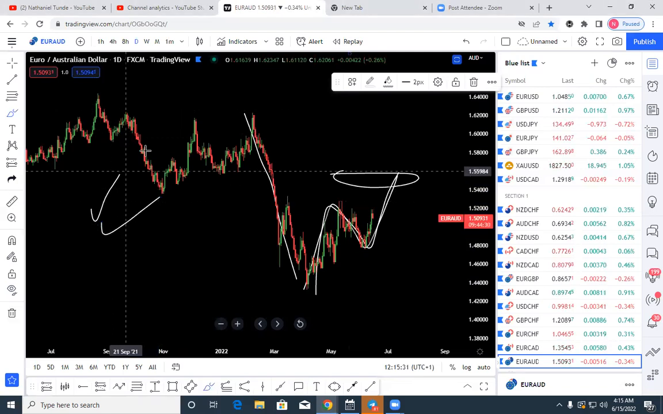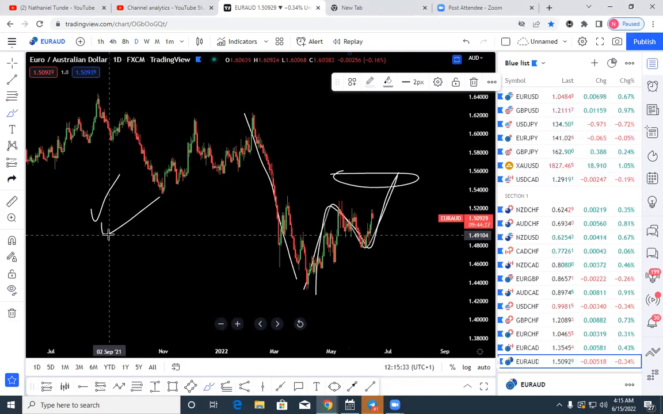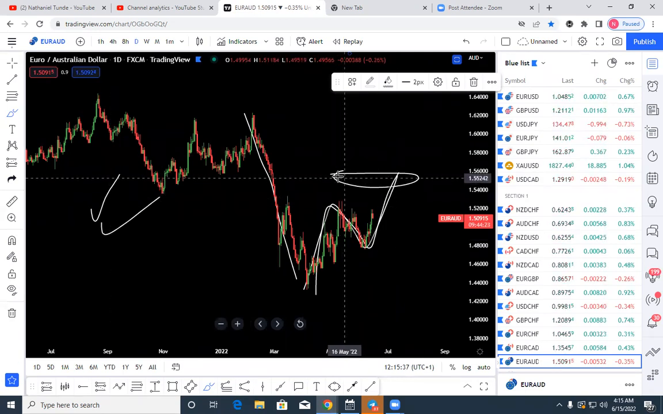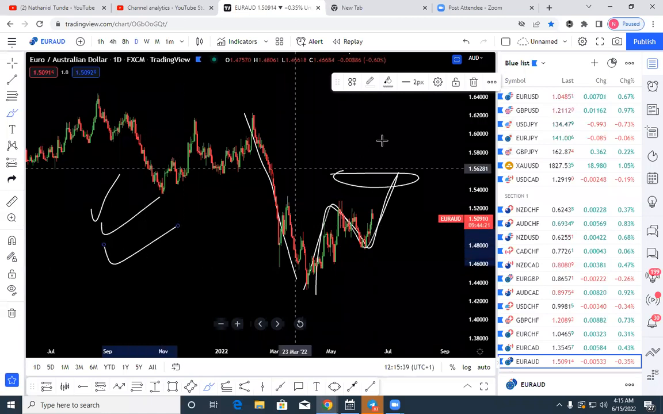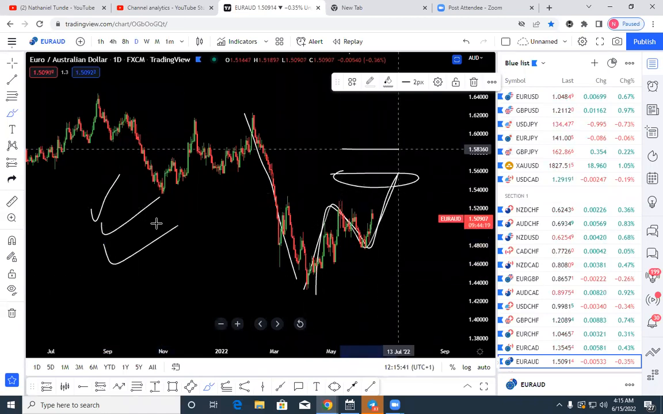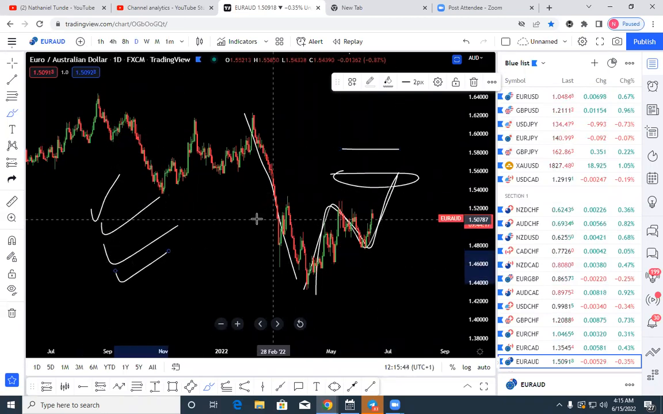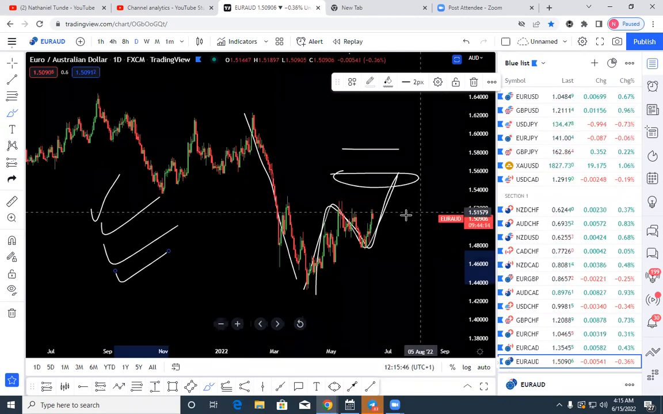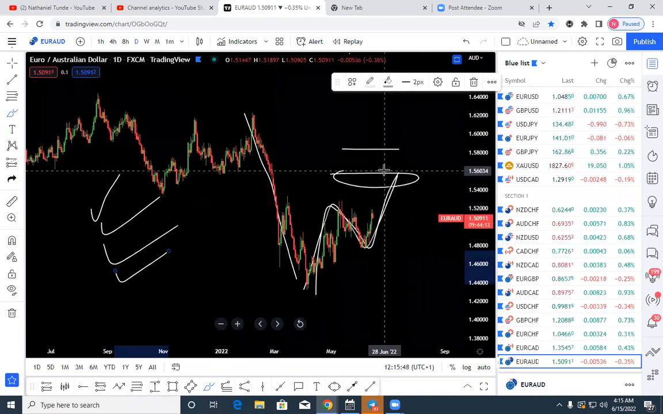You see the impulse? Yes. You see the correction? You can define it. You understand how it is formed? Yes. Is it up to 50, 61.8? Yes. If it is a zigzag, is it up to 78? Yes. As soon as you see this, the next thing you have to look at is that you must see what is called a selling pressure.